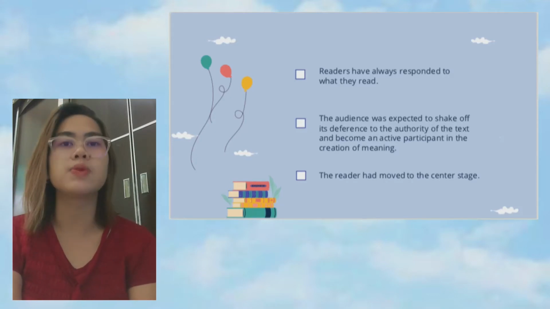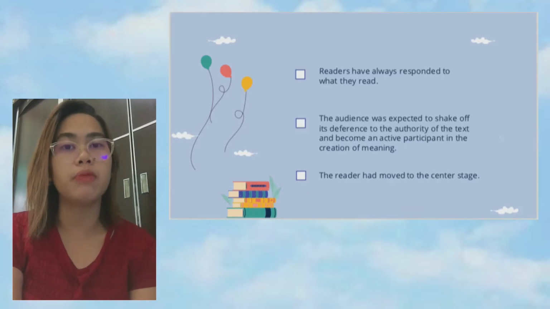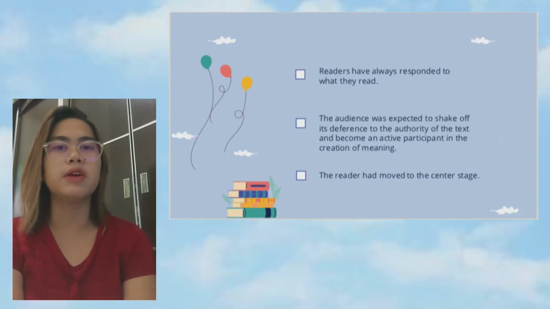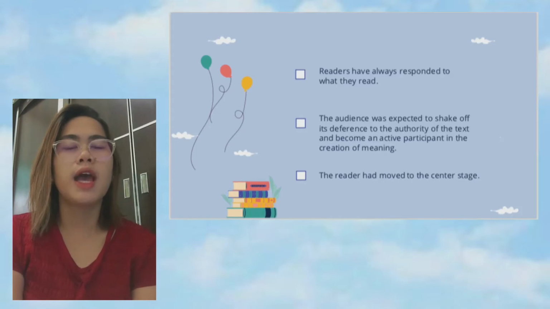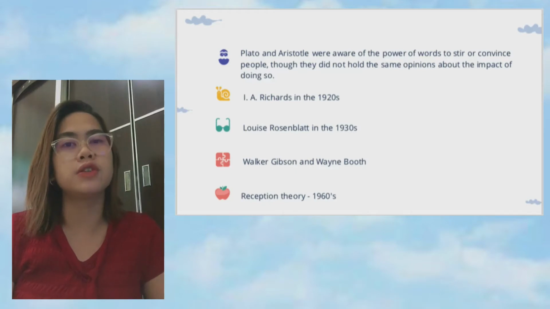That kind of process was considered the worst fear of the formalist because the work had already moved away. Due to this approach or criticism, no work or reading can be considered unbiased and objective. The reader had already moved to the center stage or the center of the work. Through this criticism or approach, we are capable of persuading and moving individuals to be convinced on a certain text or piece. It is stated that Plato and Aristotle were aware of the power of words to steer or convince people, though they do not hold the same opinion towards it.